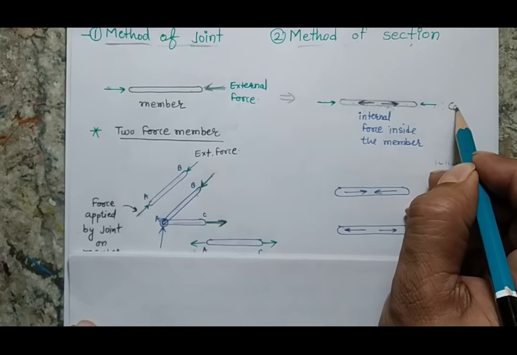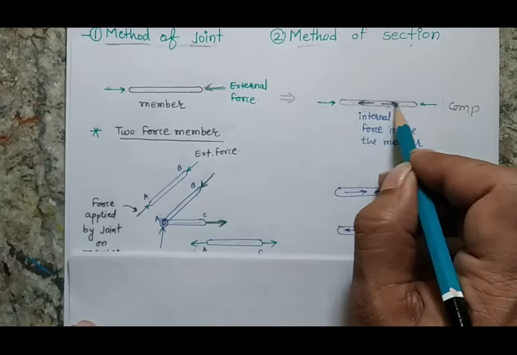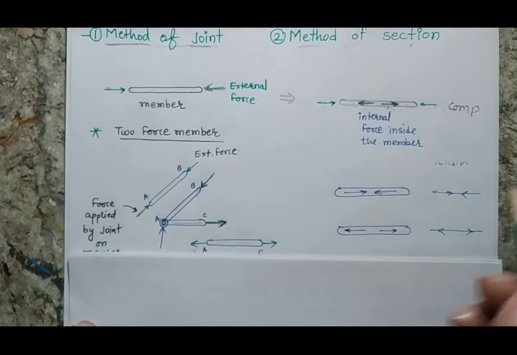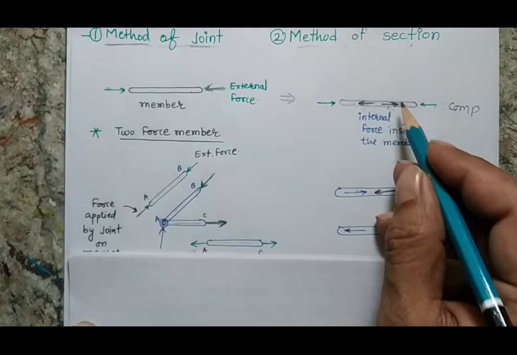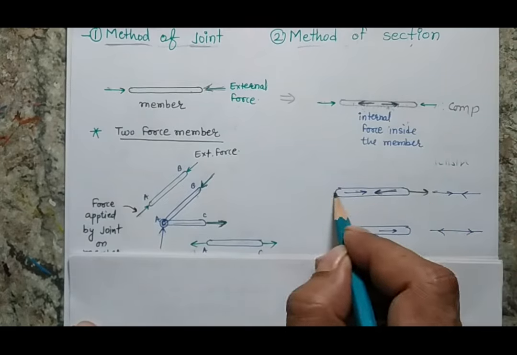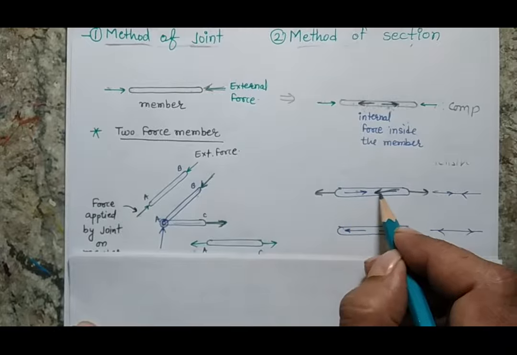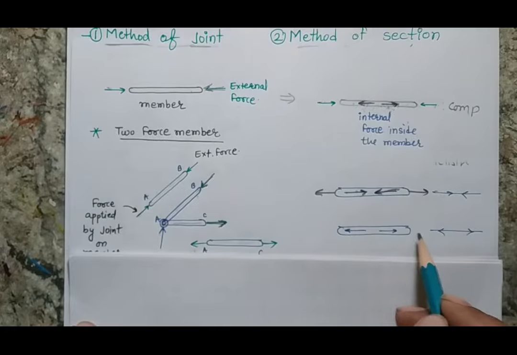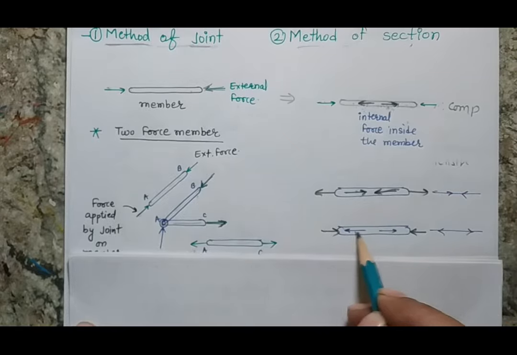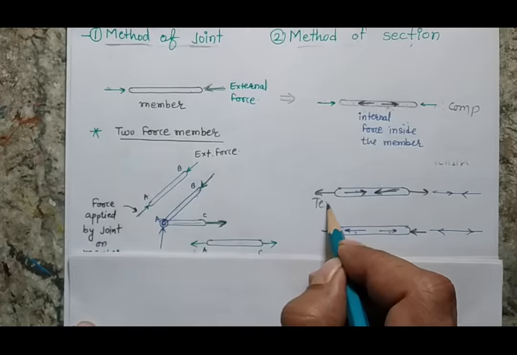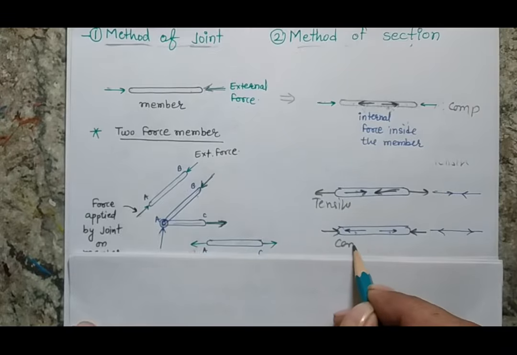If the external force is of compressive nature, the arrow will go away for an internal member. So here, if I am showing that the arrows are coming in this way, that means it is opposite. My external force will be this way and the internal force is going in this way. On the other hand, if the external force is tensile, the internal force will be in this way. This is my tensile force, this is my compressive force.